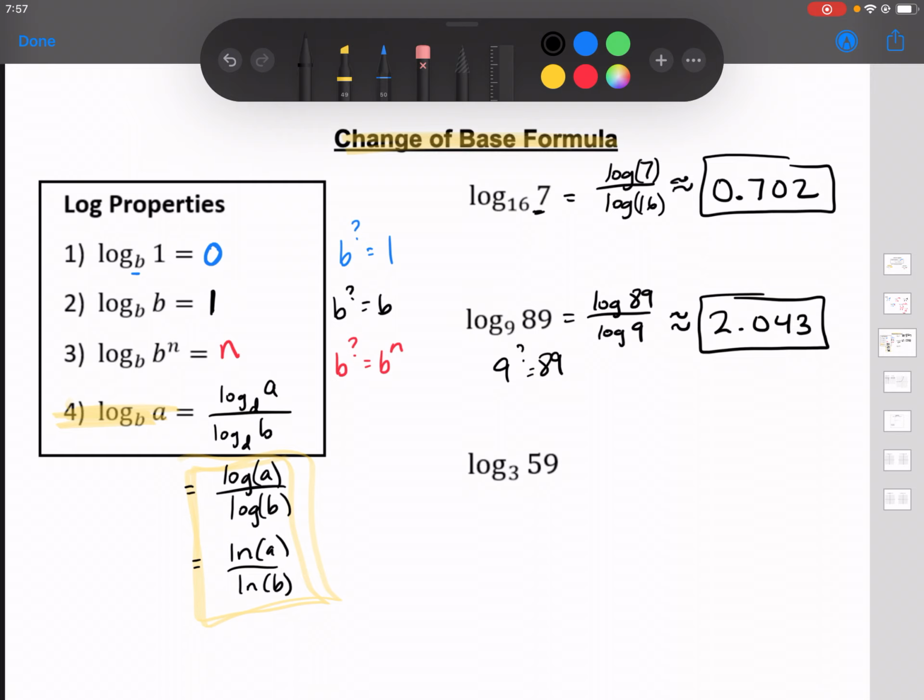And then our last one, same idea, log of 59 over log of 3, so the base goes in the basement. And you get approximately 3.712. It's a pretty easy formula to use, and that's that.